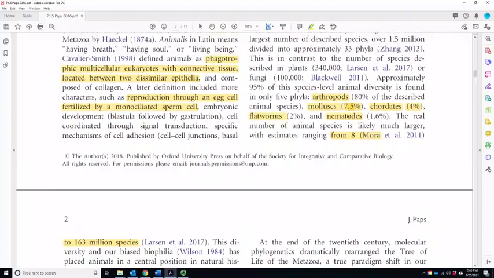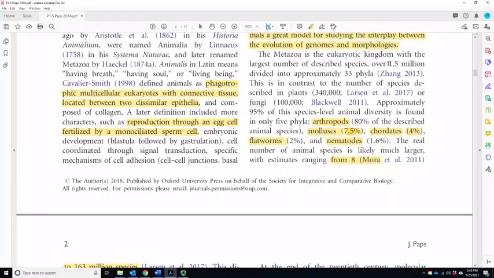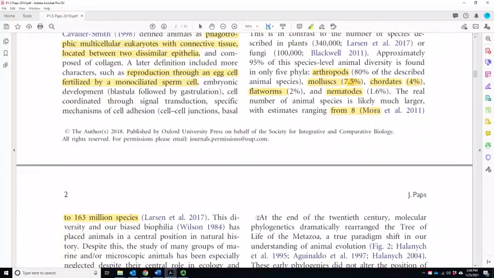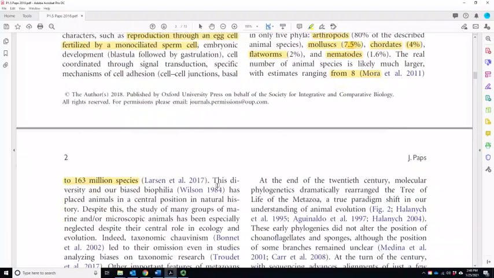So really, even though about maybe 70% of all described species on Earth are animals, it might be much closer to 95 or even 98%, depending on how many undescribed species are out there and are still waiting for us to discover them.